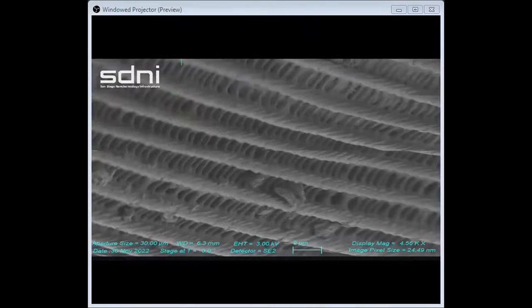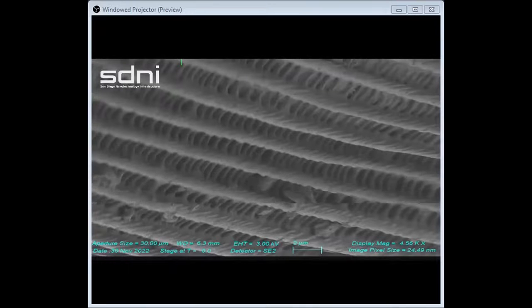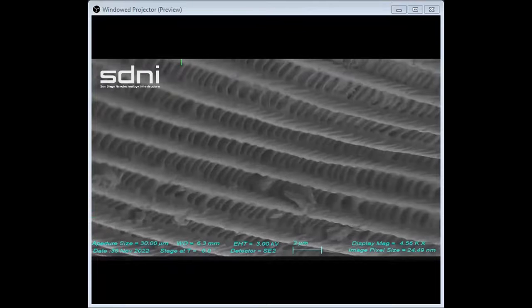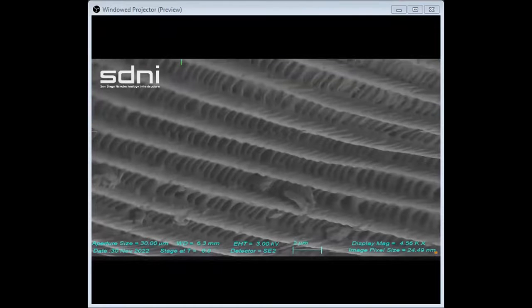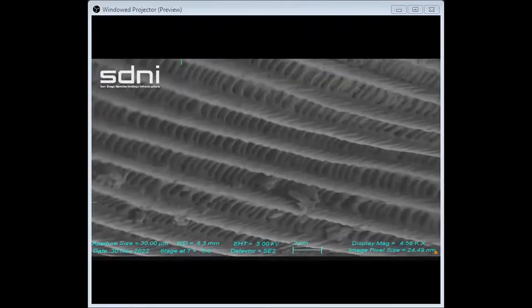There's a question in the chat. Is the 3 kV the lowest voltage this SEM can reach? No, we can do lower voltages, which is what we would have to do for the graphene when we take a look at it. But yeah, we can also go higher too, depending on people's preference.